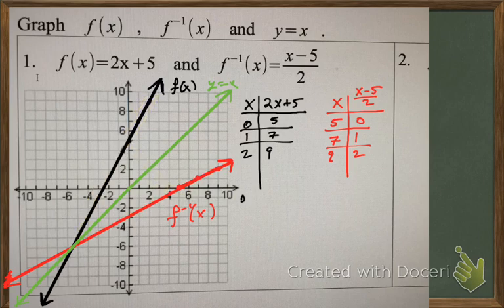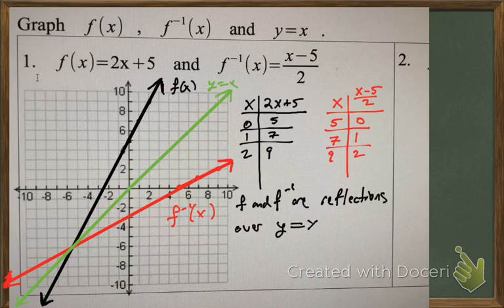Okay. So both f and, well, it's not g, is it? Both f and f inverse are reflections over the identity y equals x. All right, so we're going to look at sketching one more.